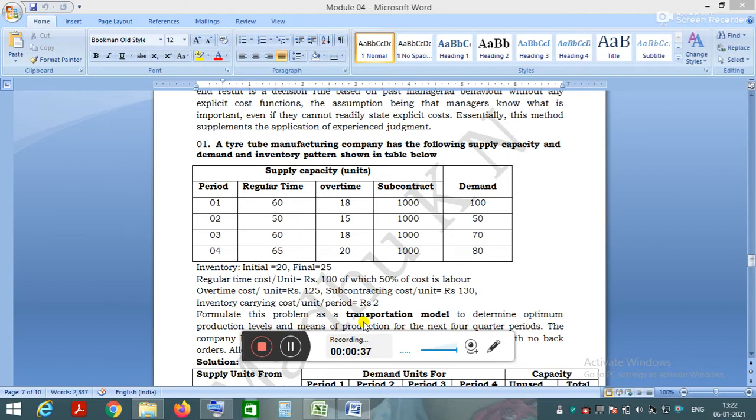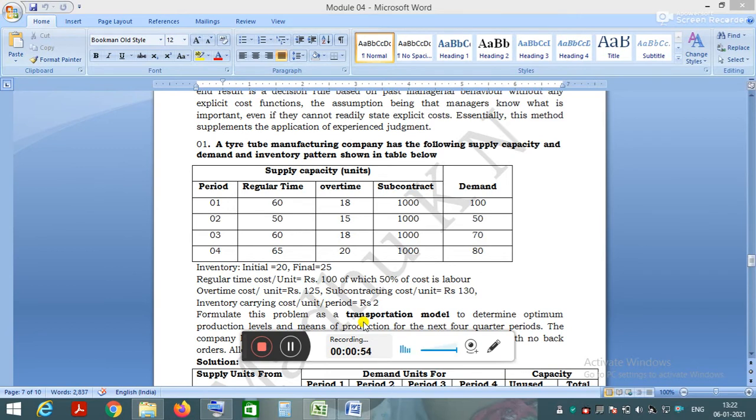Today we will discuss some of the numericals, that means the problems on the transportation model and the numericals on strategies used in aggregate planning to take proper decisions. I will go through the problem.